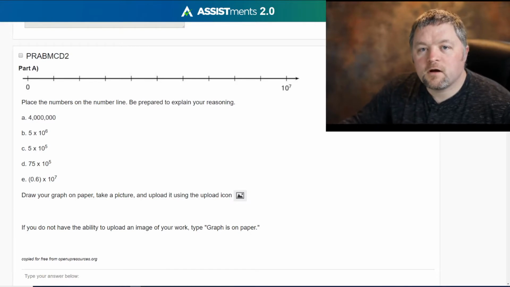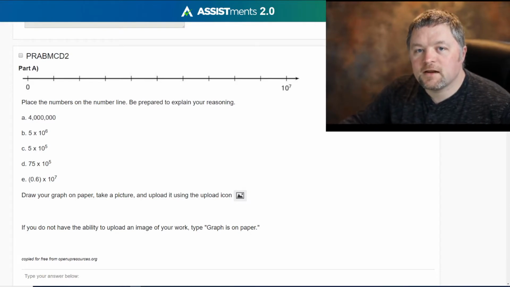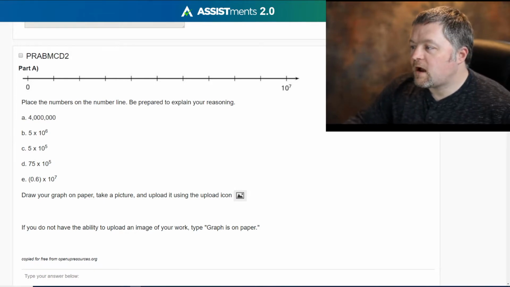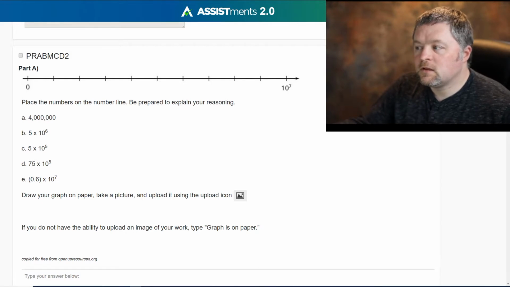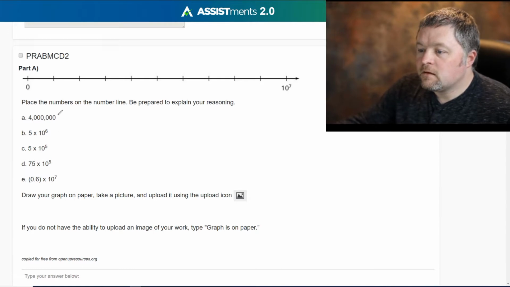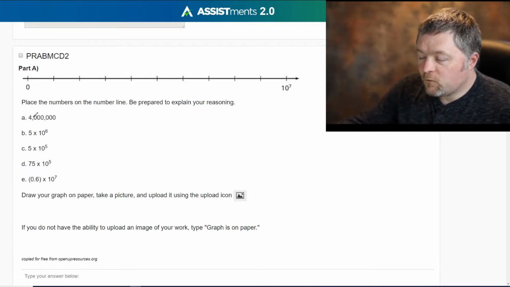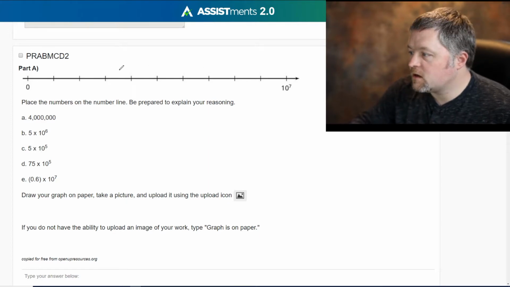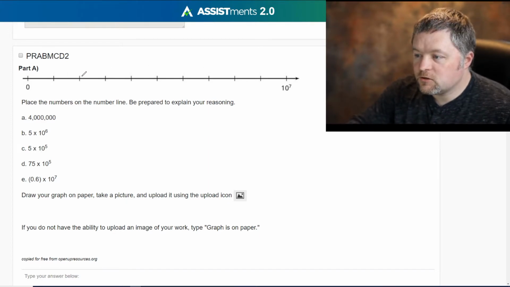Okay, for our next problem, we are placing numbers on a number line. It's very important when we do these, we look at where the decimal point belongs. So our number line is up to 10 million because it is 10 to the power of 7. A is 4 million. Where does 4 million go on a number line up to 10 million? 1 million, 2 million, 3 million, 4 million.